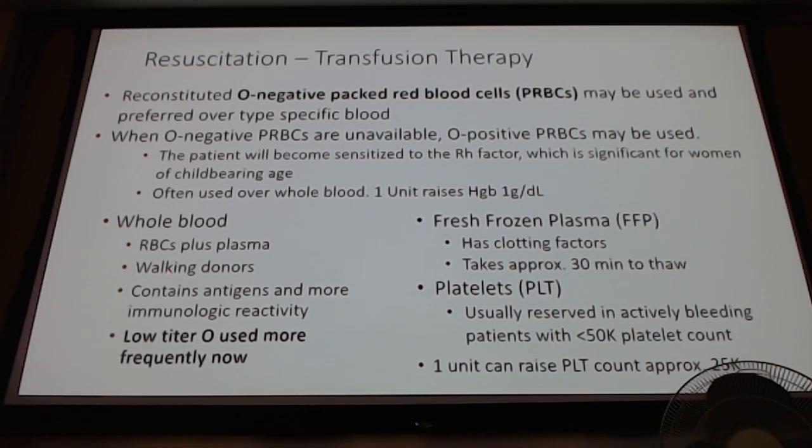Whole blood. Okay, we have walking donors. Normally the low titer O is used frequently. Fresh frozen plasma, it's frozen, so you need time to thaw it. Keep that in the back of your mind. But it has the clotting factor, it takes about 30 minutes to thaw. When you use platelets, technically 6 bags of platelets equals 1 unit of platelets. Okay?